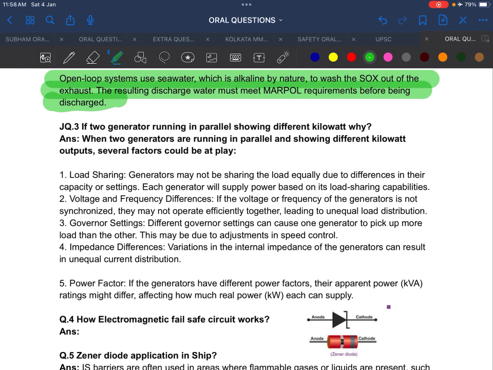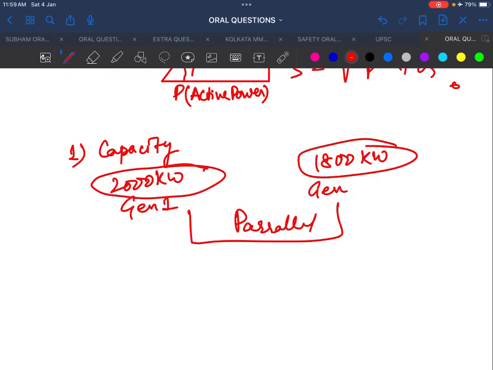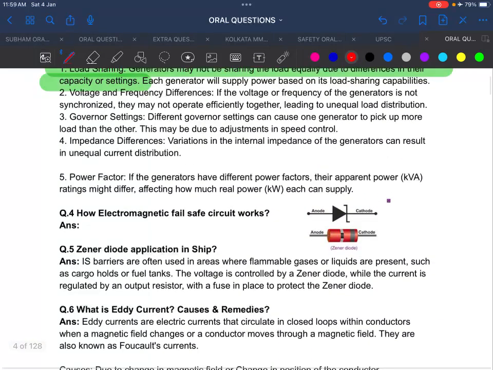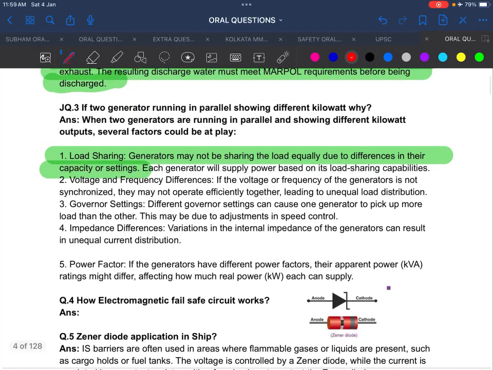The first concept is the load sharing. Load sharing: generators may not share the load equally due to differences in their capacity or their settings. In the generator capacity, the kilowatt difference is there. Because the power and capacity are different, this may be one reason for taking different kilowatts. So the first is the load sharing.